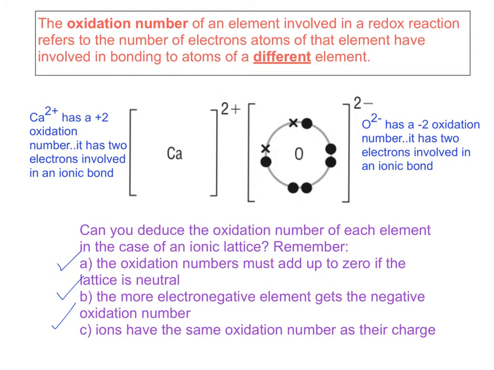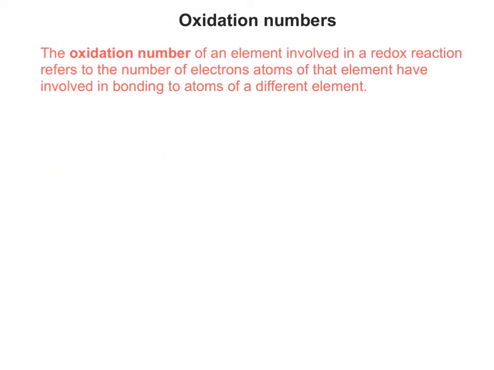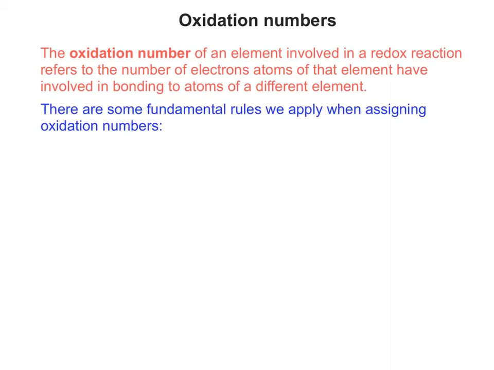So let's now have a look at those oxidation number rules I mentioned a minute or so ago. The oxidation number of an element that's involved in a redox reaction basically means the number of electrons that atoms of that element have involved in bonding to atoms of a different element during that reaction. There are some fundamental rules that we have to apply when we're assigning oxidation numbers.